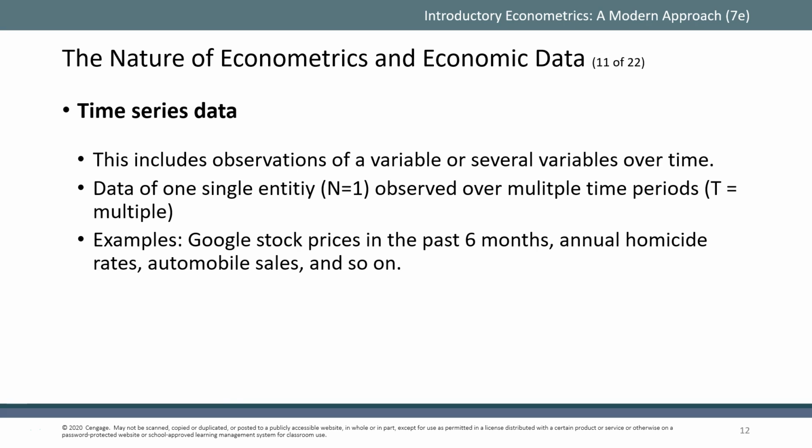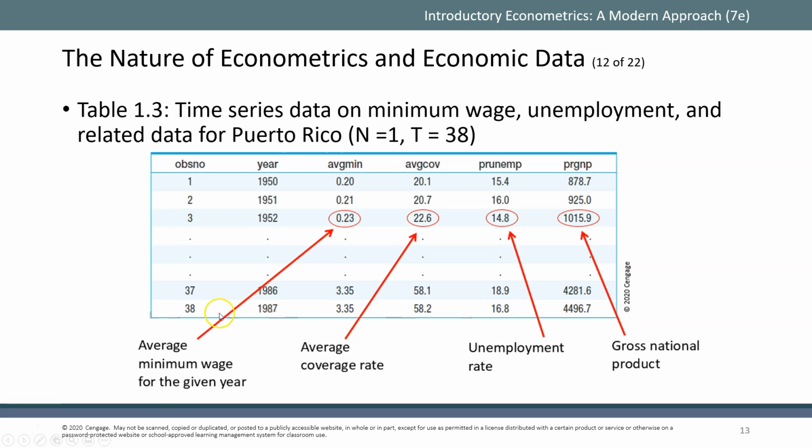I teach another class which deals with time series data. Here is an example. There are 38 observations, but N is equal to 1, because this time series data is on minimum wage, unemployment, and related data of Puerto Rico. So the entity is just 1, Puerto Rico. So N is 1. Time dimension is starting from 1950 to 1987. So there are 38 observations, or 38 time periods. So one entity, multiple time periods. Thus, we know it's a time series data, and these are the variables that we are observing.